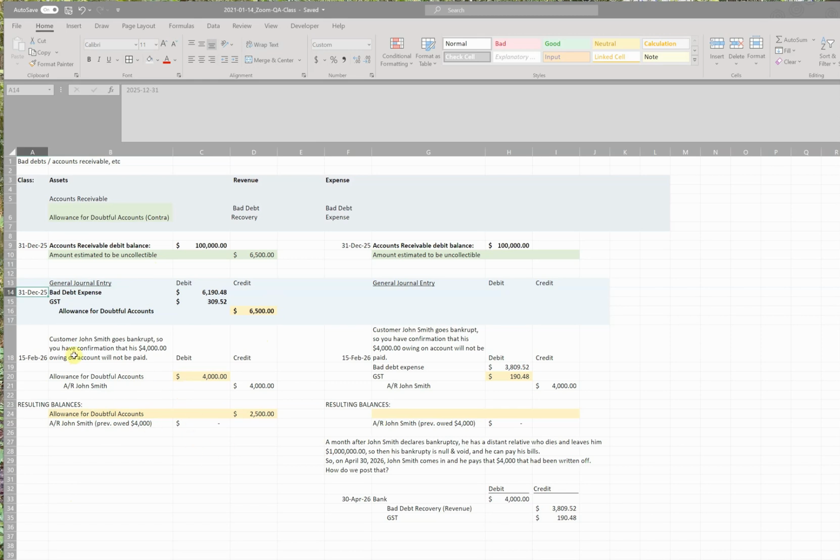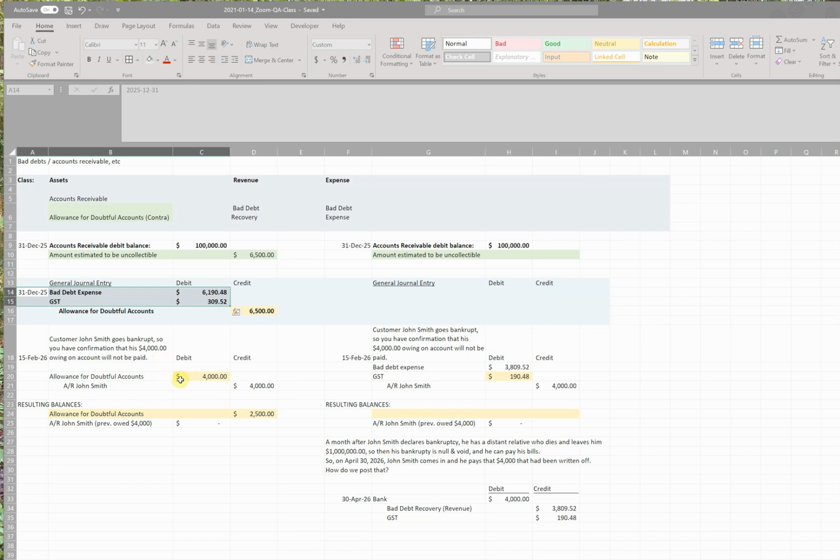So now customer John Smith goes bankrupt on February 26th, and the company receives confirmation that his $4,000 bill, total amount owing on account, will not be paid. So the bookkeeper is able to do a transaction that applies a $4,000 credit to John Smith's account to make his account zero, and it debits allowance for doubtful accounts. Now, because on December 31st, 2025, the bad debt expense was already expensed, the GST was already broken out, we don't have to do GST again.